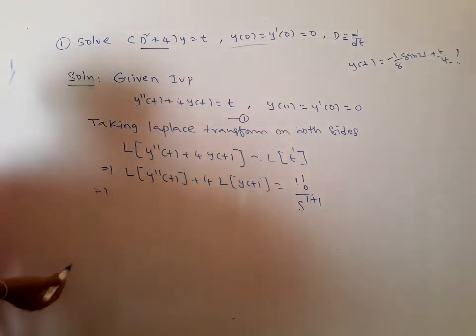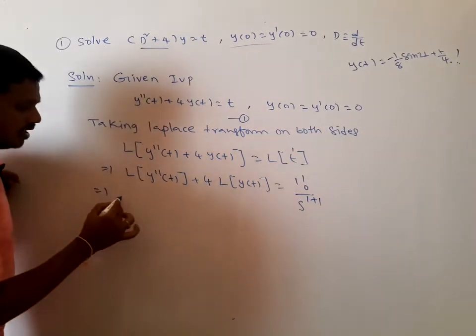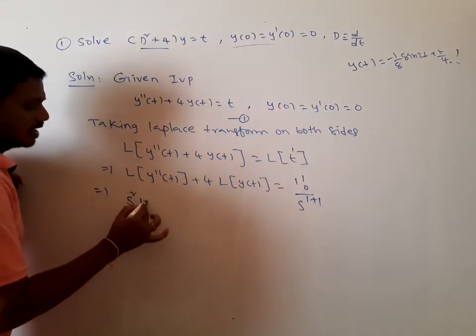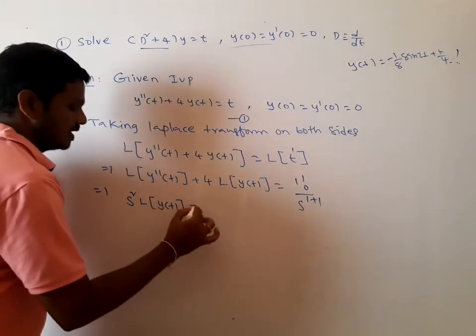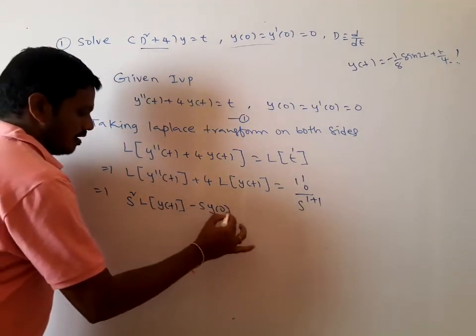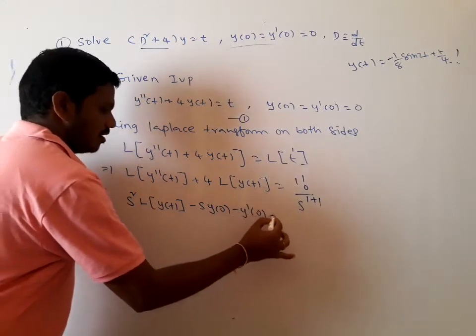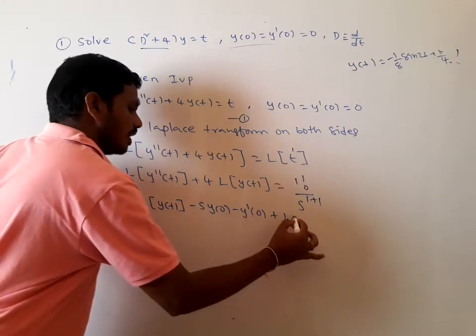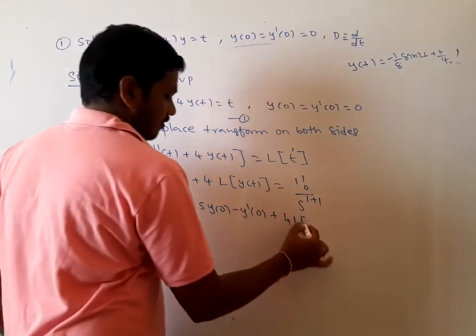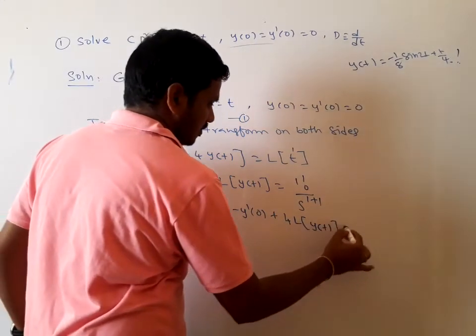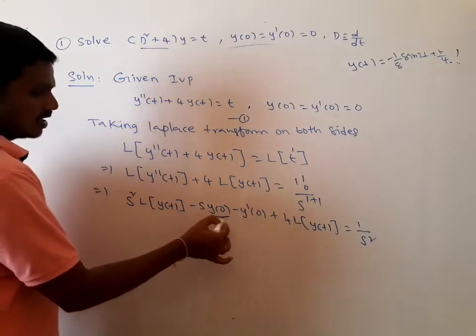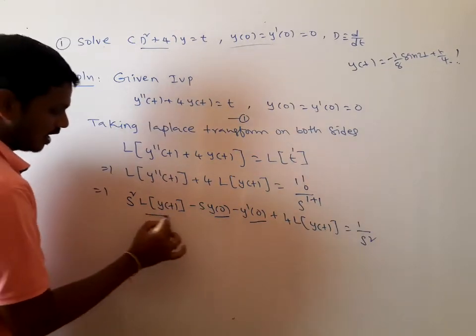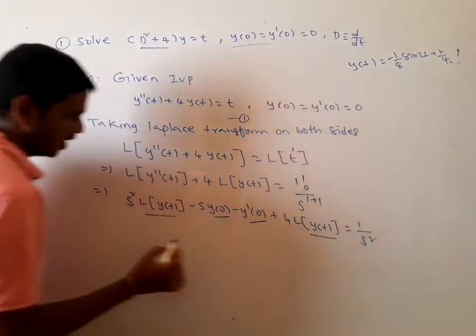But you know that the Laplace transform of y double dash of t is equal to s square times the Laplace transform of y of t, as I just wrote, minus s y of 0 minus y dash of 0, plus 4 into the Laplace transform of y of t, equal to 1 by s square. Since y of 0 is 0 and y dash of 0 is 0, you can take the Laplace transform of y of t common in these two terms.